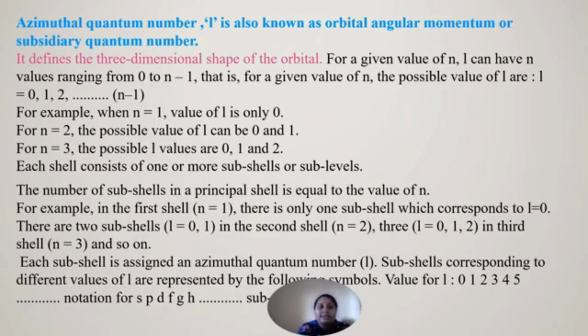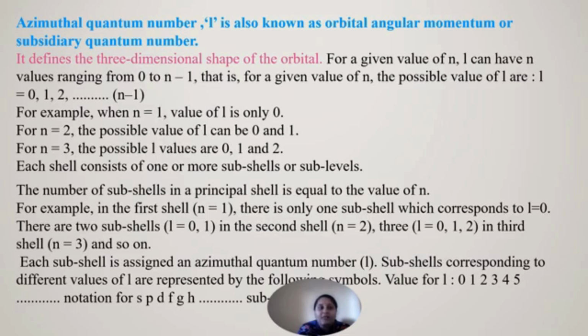It defines the three-dimensional shape of the orbital. For a given value of n, L can have n values ranging from 0 to n minus 1. So for a given value of n, the possible values of L are L equals 0, 1, 2, up to n minus 1.